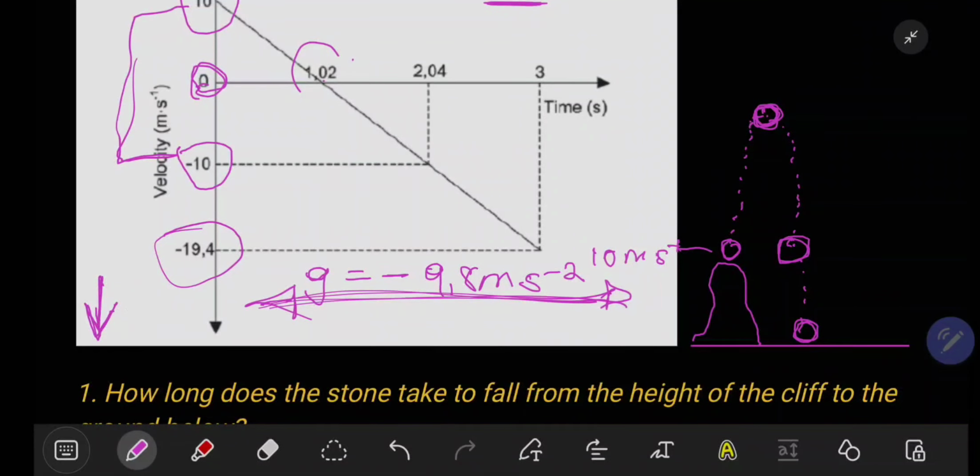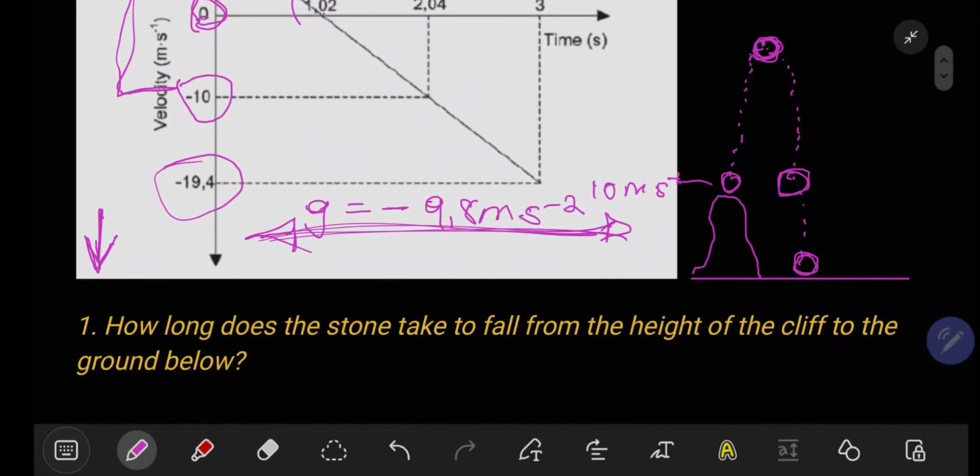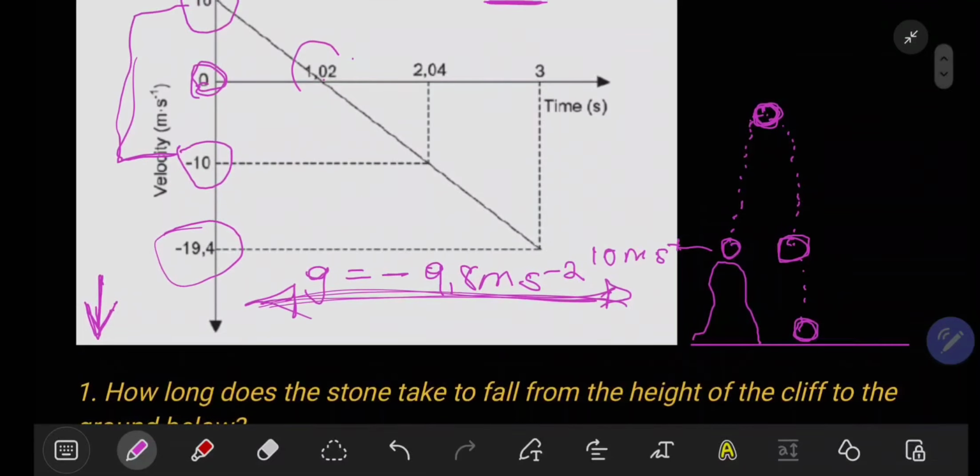to be negative. Then we can look at the first question. It says, how long does the stone take to fall from the height of the cliff to the ground below? Remember, we know the time. It is given there on the graph, whereby from the initial point, or point number 1 to point number 2, and then we can say this is point number 3 and this is point number 4.